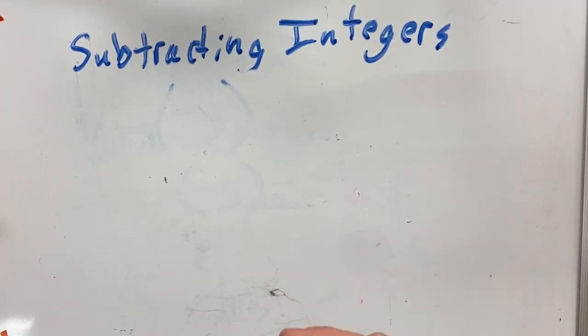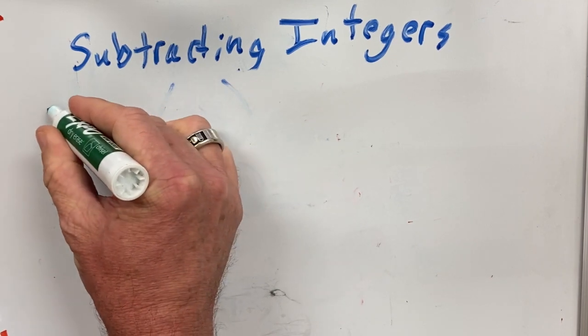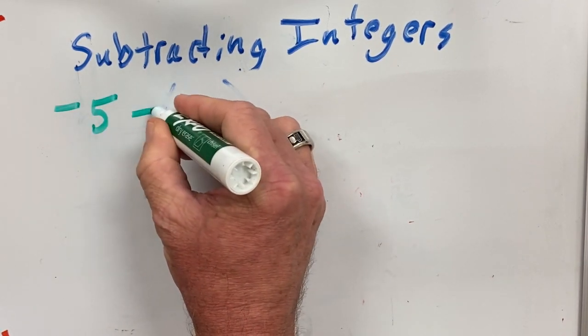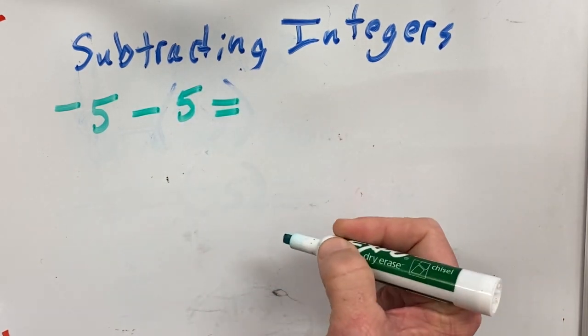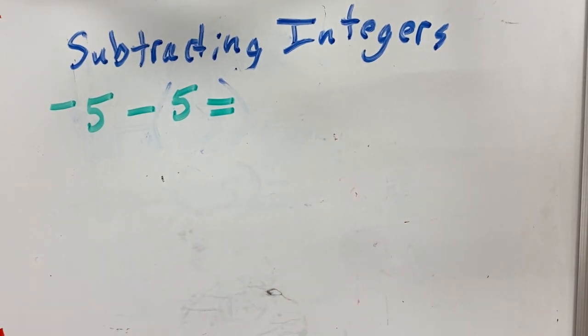Okay, I want you to try a few now. I'm going to write them down here. Negative 5 minus 5 equals. I'll write them here, and then after I put all 4 of them down, I'll have you answer the question and see how you do.